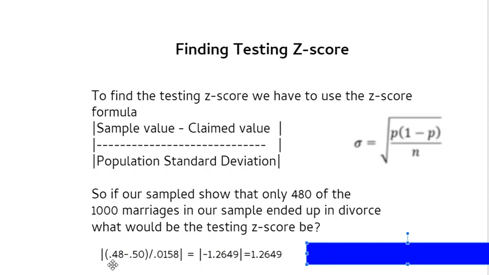All right, so we subtracted 0.48 minus 0.5. We divided by our standard deviation, 0.0158, and then we took the absolute value. And here's what we're getting. We're getting 0.12649. So a lot of you had that, and that's good. If you didn't get that far, that's okay. It's a process. We'll get there.